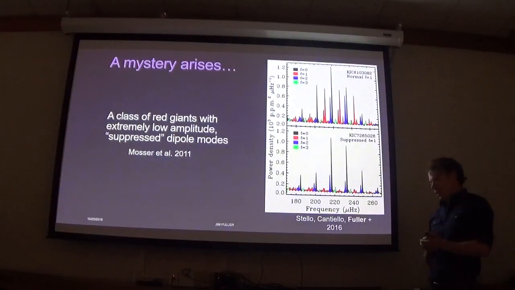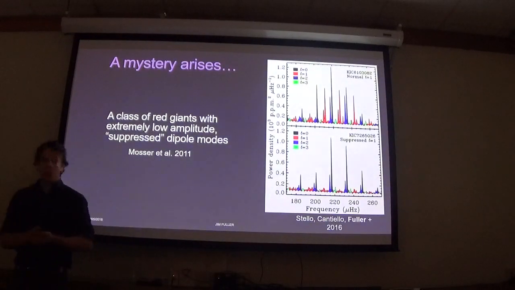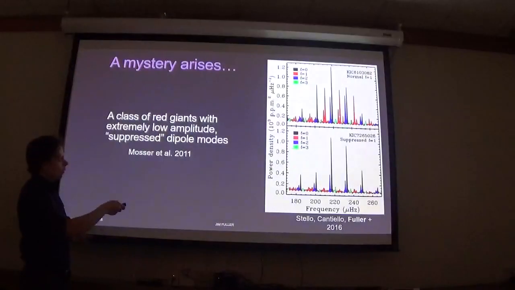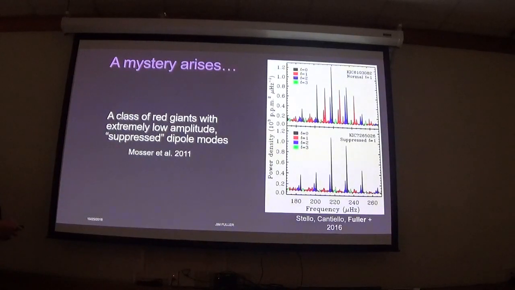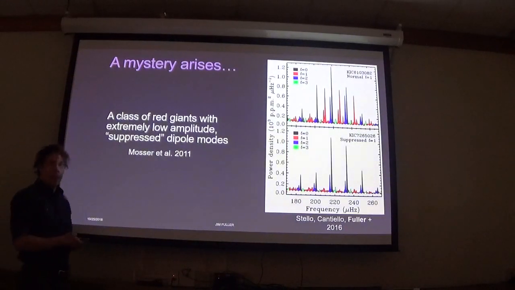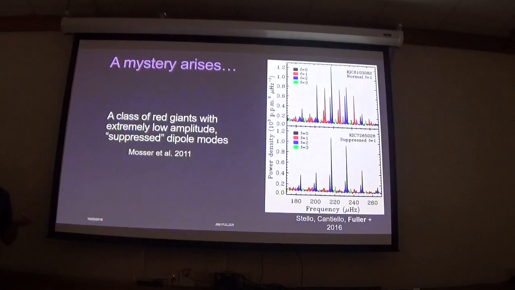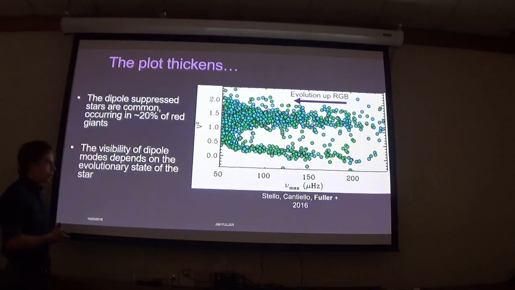Okay, so over the last several years, a mystery had been emerging, which was the fact that in most of these stars, we see these very prominent dipole modes. Those are the ones colored red in this plot. But in some stars, the dipole modes are essentially just absent. They're suppressed relative to the other modes. So we still see the radial and quadrupole modes, which are the blue and black peaks here. The dipole modes are just gone, and that's very strange. But like I said, it's the dipole modes that are telling us about the core of the star for the most part. So that suggests that it's something in the core of the star that's going on.